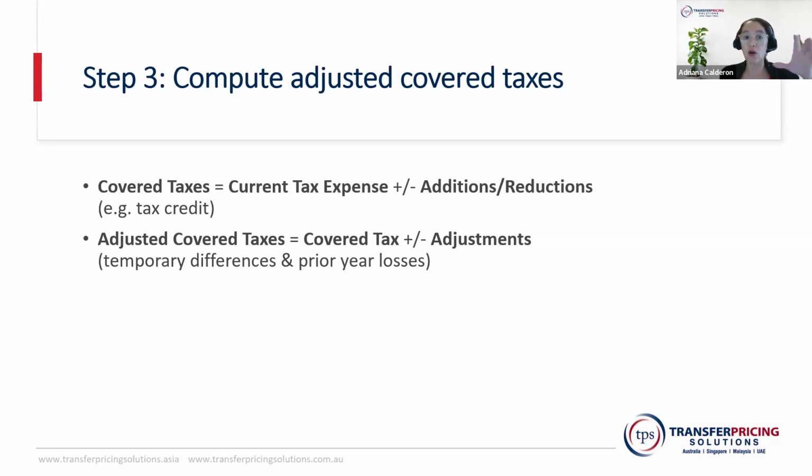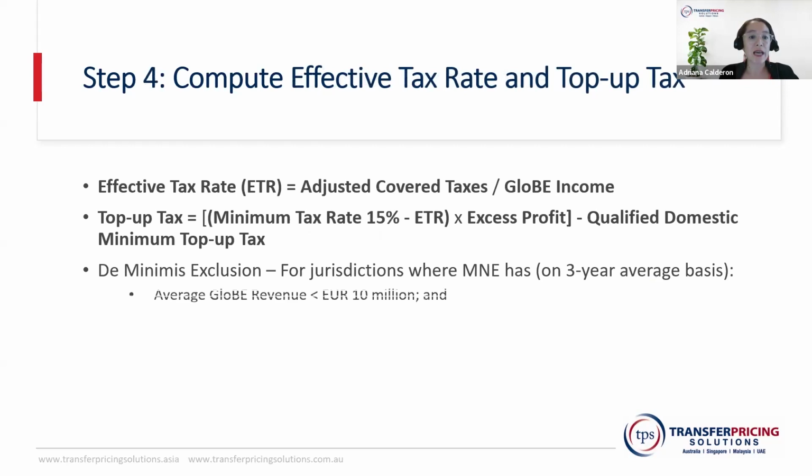So the goal of steps 2 and 3 is essentially to define the numerator and denominator, and then understand if my actual effective tax rate is above 15% or below 15%, because if it's below, then I will have to pay a top-up tax. If it's above, then no, because I'm already at the global minimum tax. And that's where step 4 comes into place, which is essentially how do I calculate my effective tax rate? I explained it earlier.